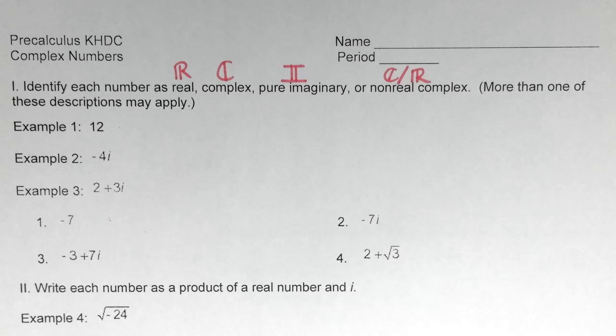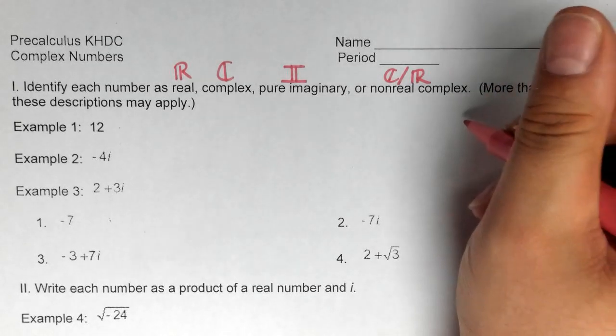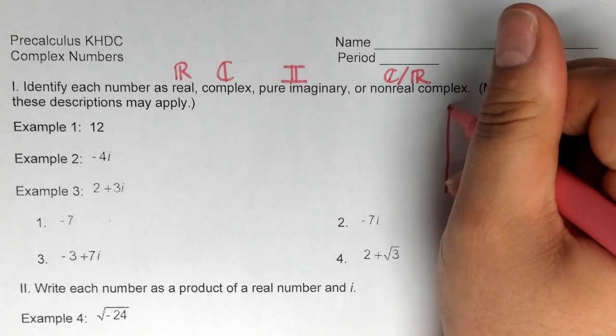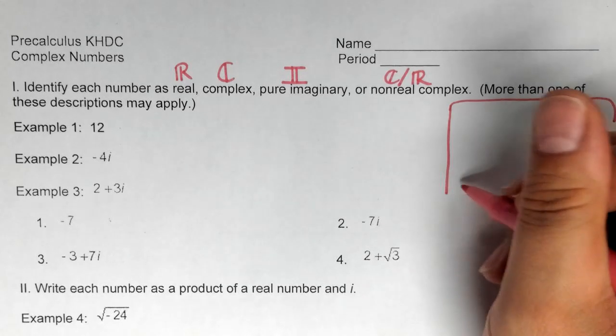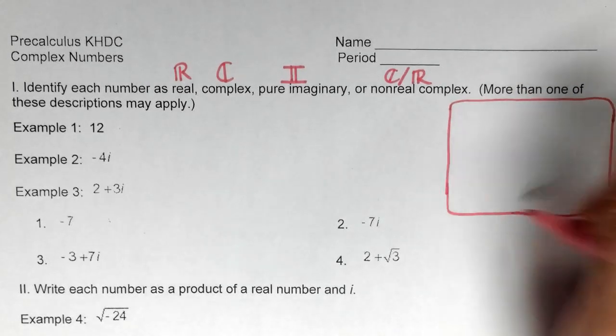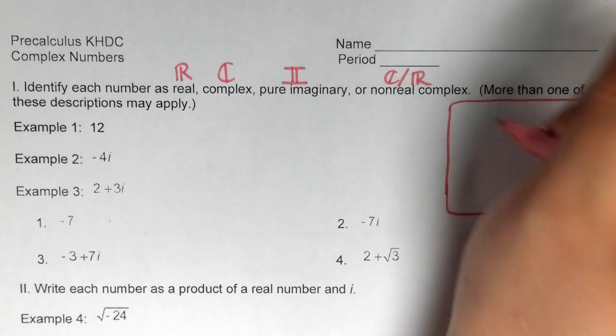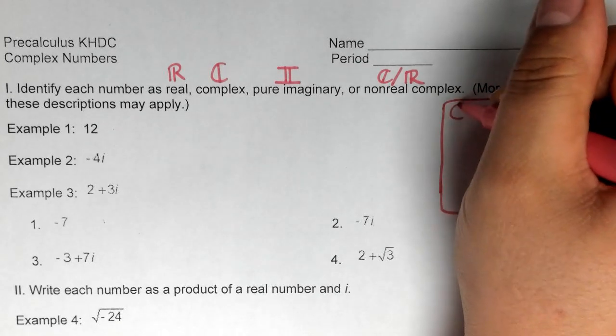Now somebody last period was like, Miss Olivares, all these symbols confuse me. Can I just write the word complex? Sure. I'm going to do a little bubble over here. We have complex numbers. All of these are complex.